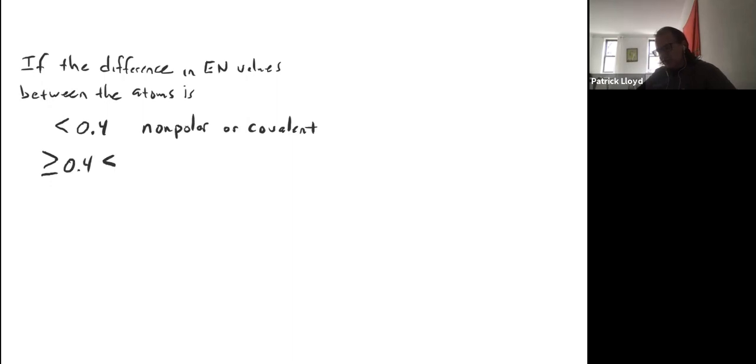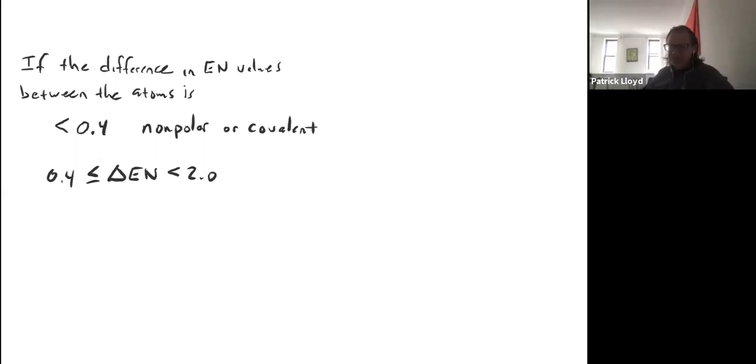but less than 2, okay? Sometimes I have to be more explicit about this. So it's less than 2, but greater than or equal to 0.4. So that's a little easier for me to write it that way.